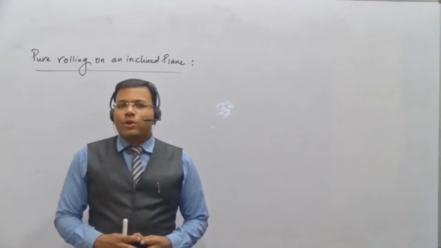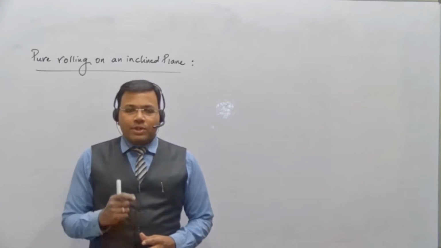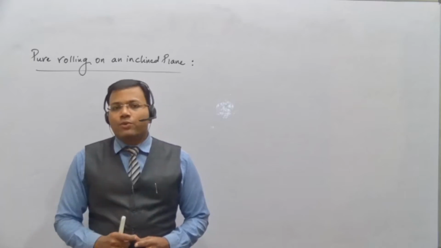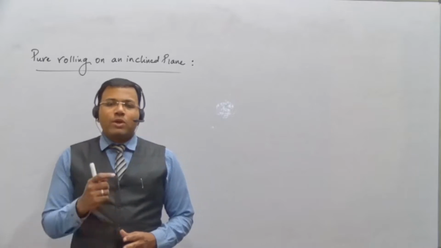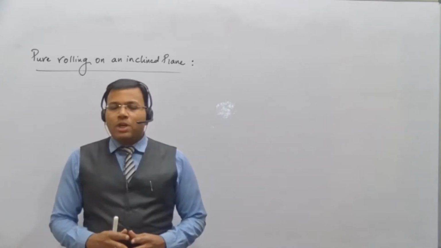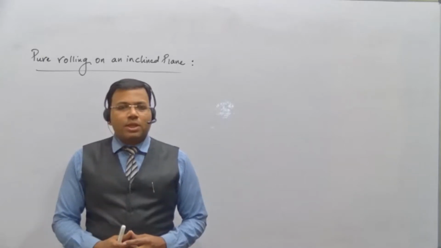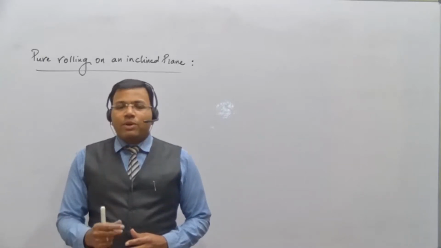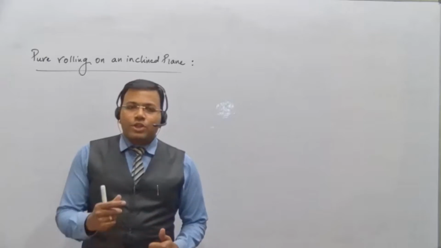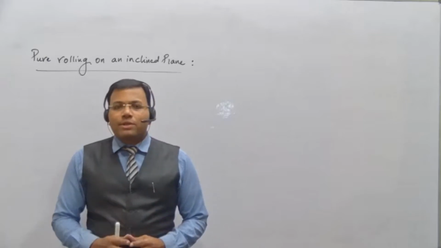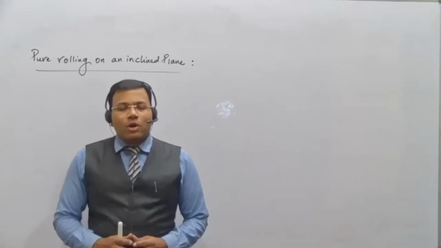Let us first of all understand what we are going to discuss in this session. We are going to discuss three physical quantities. The first one, the velocity, the second one, acceleration, and the third one is the time. So let us discuss one by one what the velocity, what the acceleration, and what the time we are going to discuss under this situation of pure rolling on an inclined plane.